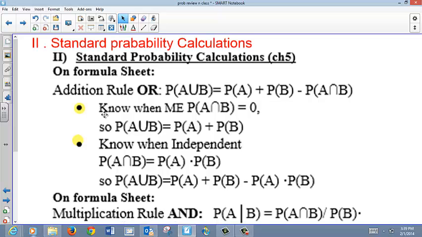Now, the special cases here I have in yellow. If it's mutually exclusive, the probability of A and B is going to be 0, of course. So A or B would just end up being A plus B, because this term would become 0. If it is independent, and be sure you know the difference between independent and mutually exclusive, then your A and B would just be A times B, and we'll talk about why that is later. And so your OR formula just becomes A plus B minus A times B.